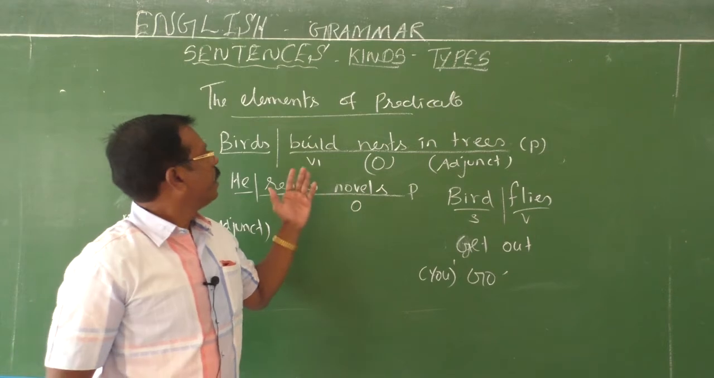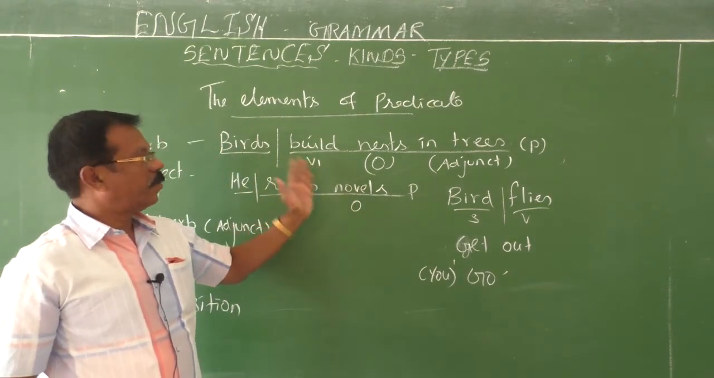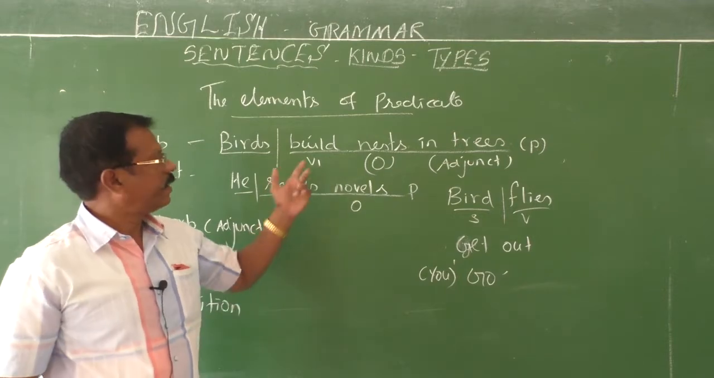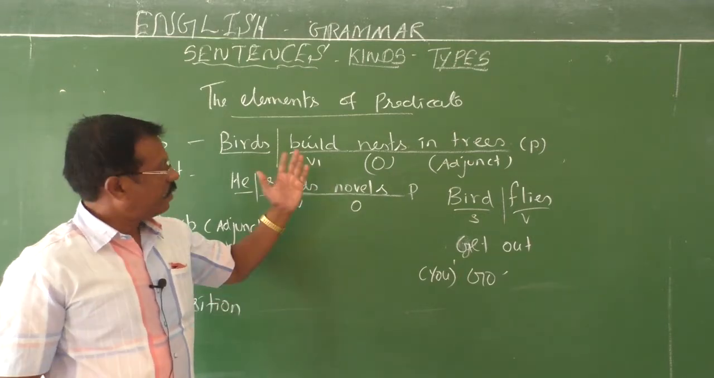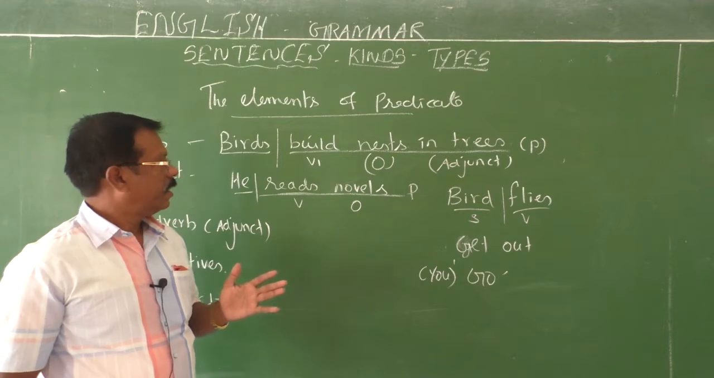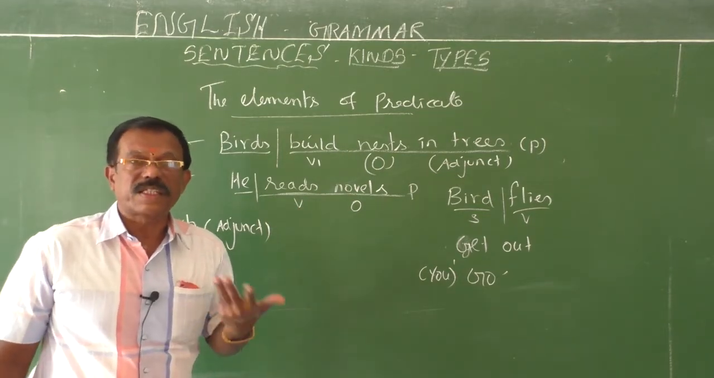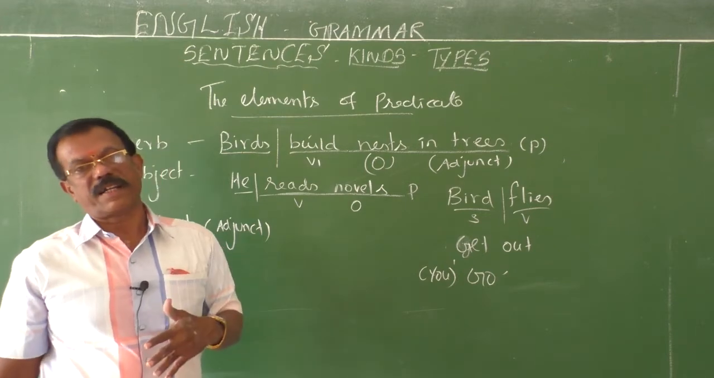Okay. So, in the predicate part, the most important element is the verb. I have given here two examples with an object also. Sometimes you may have more than one object. If it is so, one is called a direct object, another one is called an indirect object.